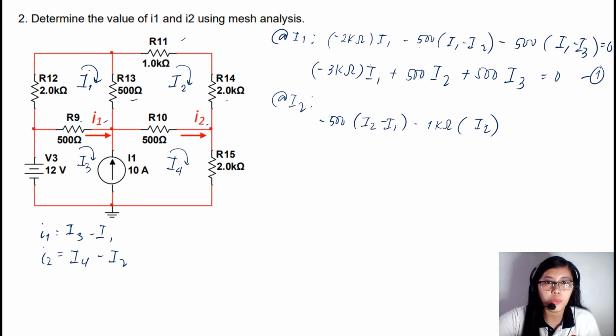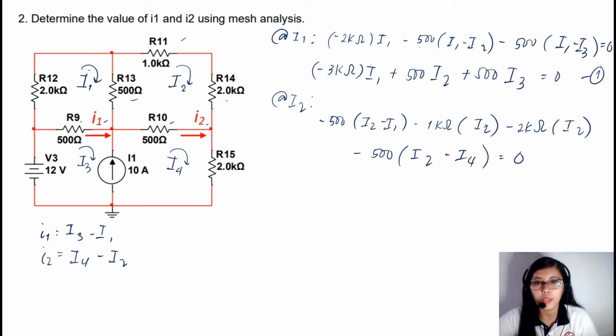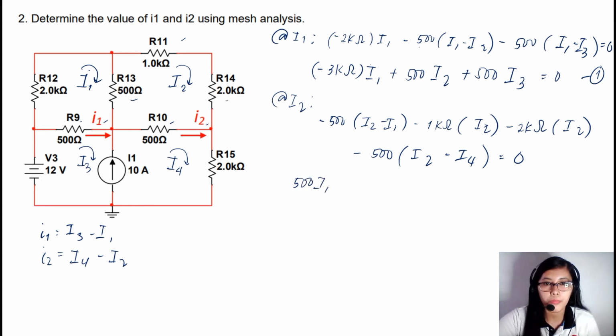Then 2 kilo ohm, also only I2. Then R10, 500 ohm. So two currents again. We have I2 minus I4. Then equate them to 0. Now let's just simplify. For I1, we have negative 500 times negative I1. So that's positive 500 I1.